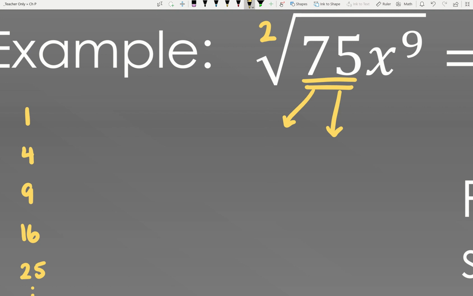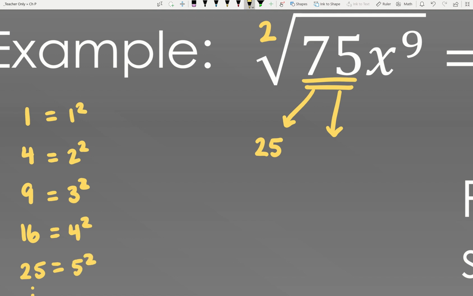And I think if you play with it a little bit, you will realize that 25 is the largest number in this list that goes into 75. And again, I'm just getting these numbers by taking each one of my counting numbers and squaring. We call this list of numbers your perfect squares. And this would be a list of numbers that I would expect you to be able to recreate if you needed to on the fly.